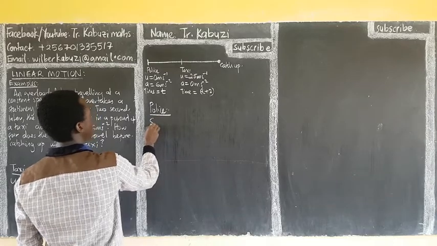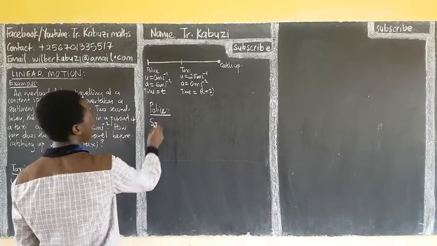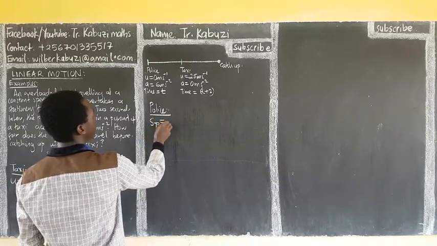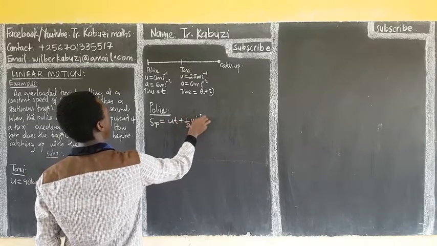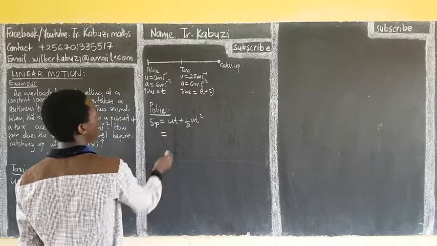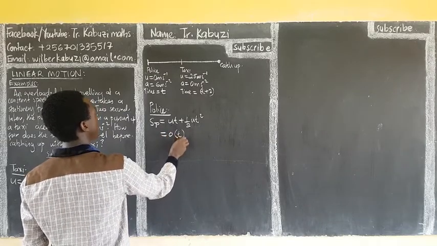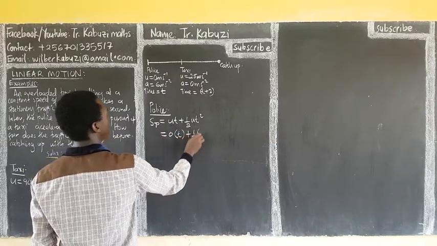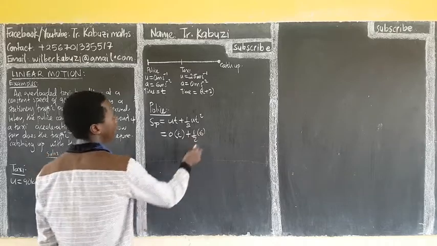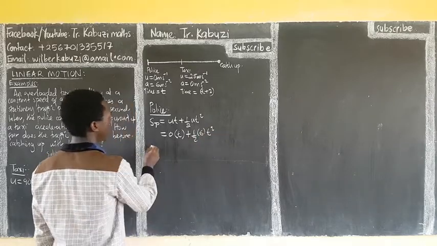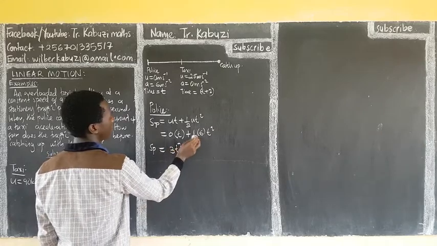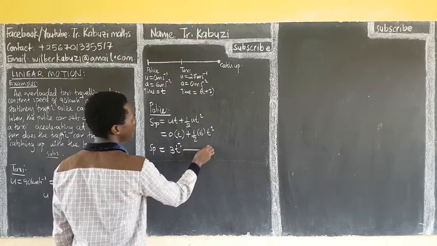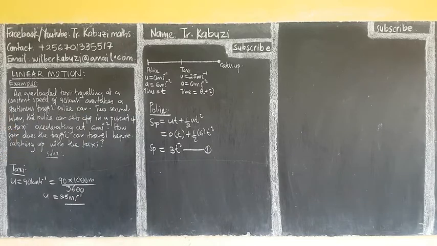Our displacement for the police car, let us call it SP, is going to be ut plus a half at squared. The initial velocity u is 0, so ut is 0, and the acceleration is 6. So our SP is going to be 3t squared, and you simplify that, and that will be equation 1.